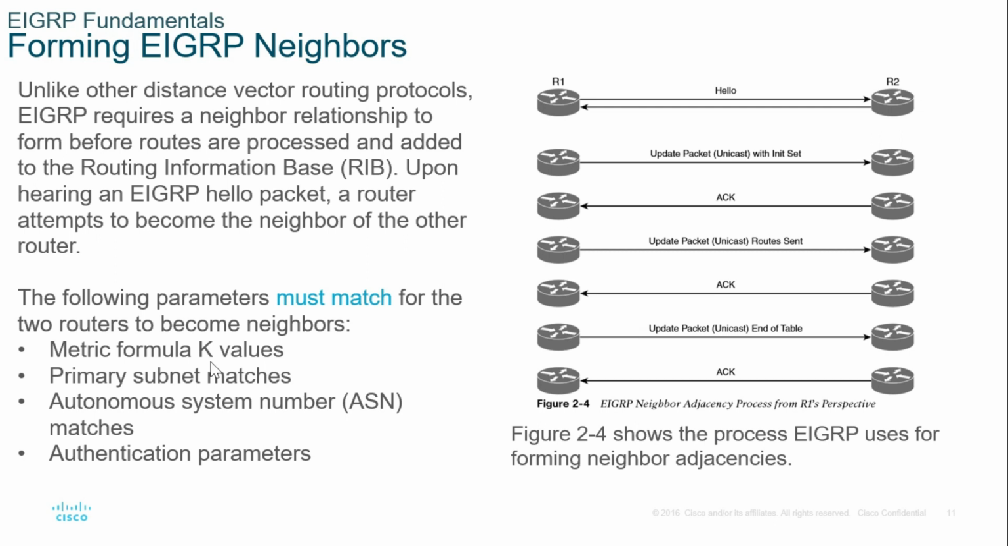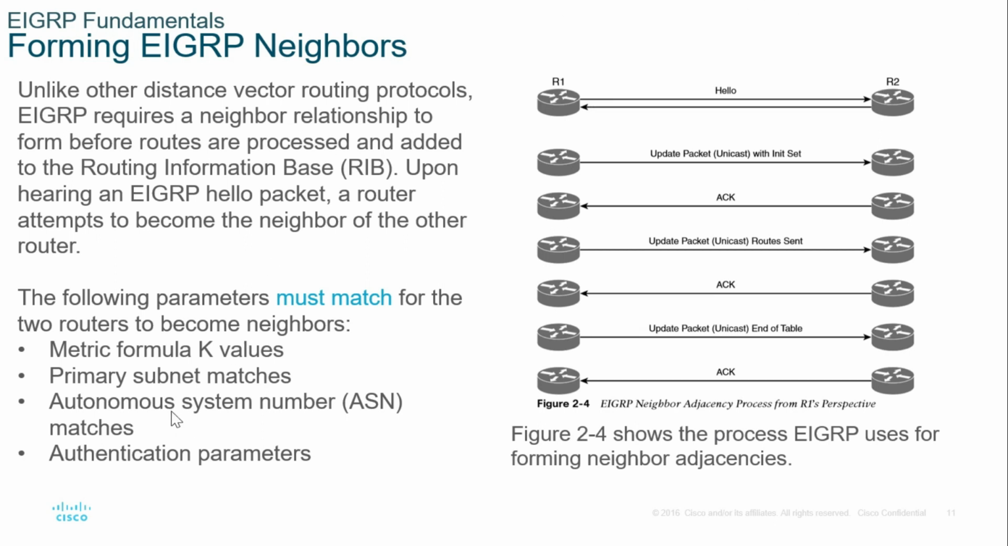Remember, the metric is distance. There are 5 parameters in it. Whichever K values are turned on, those are used for the calculation. A common example is bandwidth and delay. Then, the primary subnet must match. For example, if you configure this IP and this IP, they must be in the same subnet. Otherwise you can't even ping. So when you can ping, the subnet must match, basically.